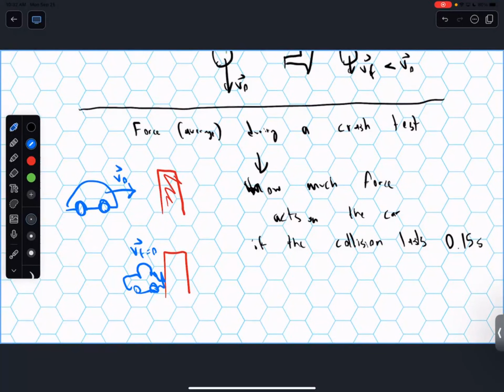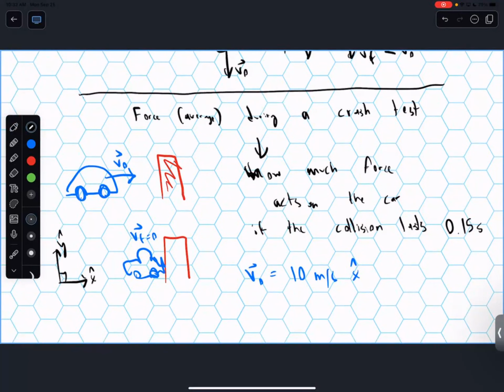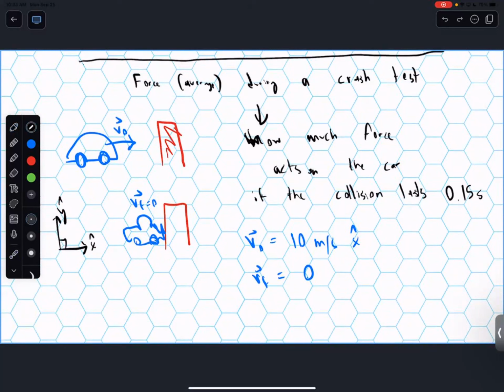I'm going to define my coordinates as y hat is up and x hat is to the right, a little right angle. So v naught goes to the right at 10 meters per second. That's just how fast the thing goes before it hits the wall. We know by convention that v final equals 0 because it collided. Hopefully it stopped. And the problem statement saying the collision lasts that long is our clue that we have a delta t, and that delta t is equal to 0.15 seconds.